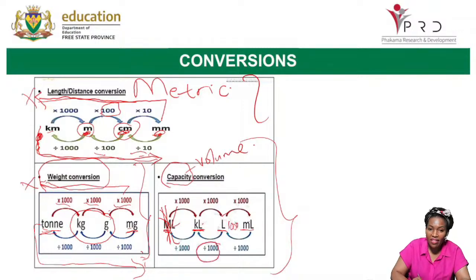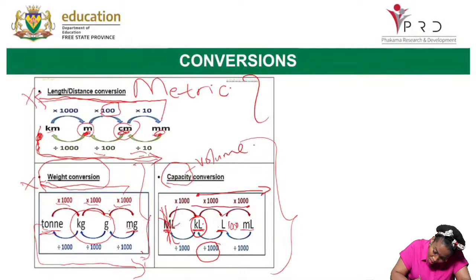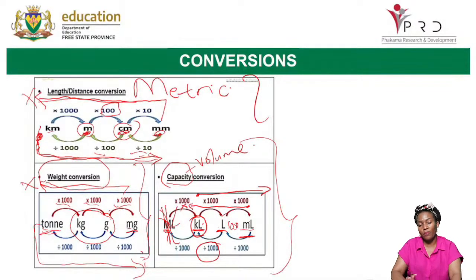A kiloliter is bigger than a liter, meaning if you are moving from this side going to that side, you are going to divide. Whereas if you are moving from this side going to that direction, you are going to multiply because you are moving from a smaller unit to a bigger unit. So that is the trick.